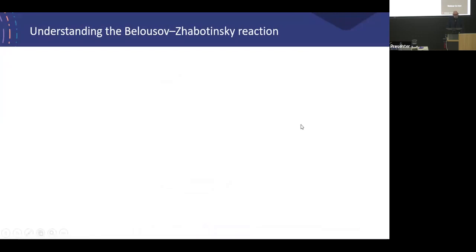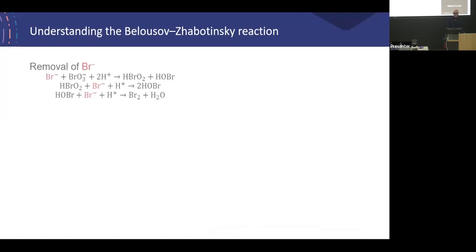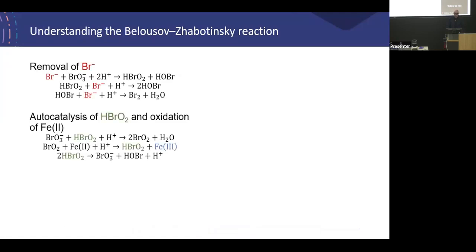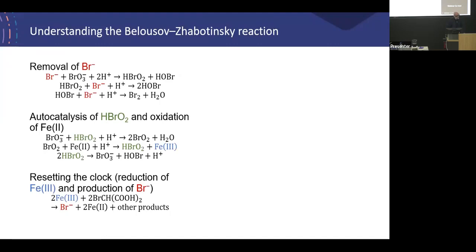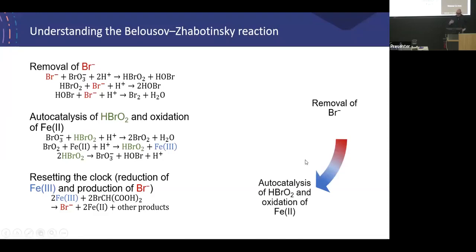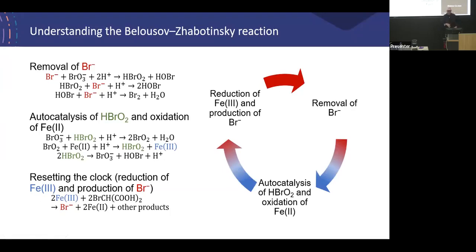Can we understand what's going on chemically, though? Do we understand what's happening? We can go into a lot more detail, but I know that I'm running out of time. I was going to scare you a great deal with the chemistry that's underpinning this, that we would in class go through in a great deal of detail. But again, we get a cycle that involves the removal of bromide ions, the autocatalysis reaction of bromous acid, and the oxidation of iron 2 to iron 3, and then the reduction of the iron 3 back to iron 2, and the production of bromide ions to start the process all over again.